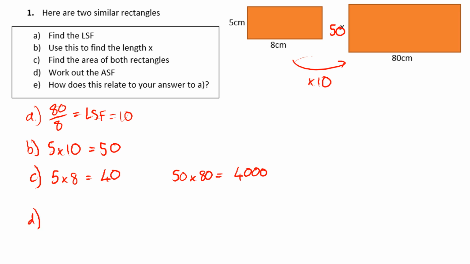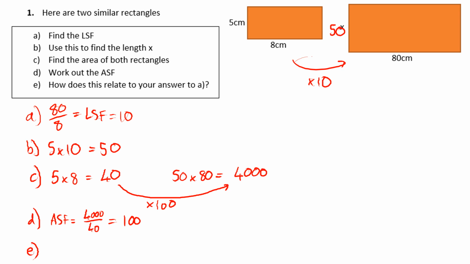D says, though, to work out the ASF, the area scale factor, what have we multiplied the areas by? So how do you get from 40 to 4,000? Well, you times, not by 10, but by 100. So our ASF, or we could have done that by doing 4,000 over 40, is 100. Our LSF was 10, our ASF is 100. So how are those two things related to each other? How is 100 related to 10? Come back to that question in a little bit.